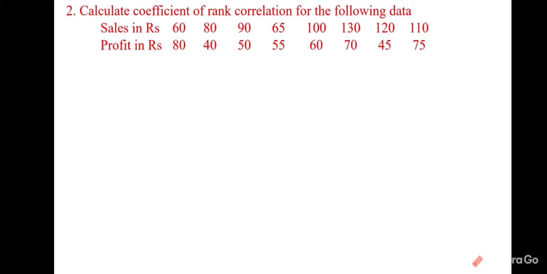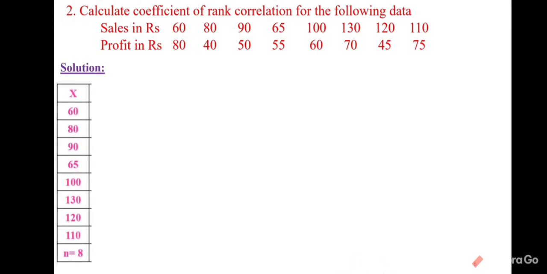Here is the sales in rupees and profit in rupees. Similarly, check whether values are repeated or not. Here the values are given only once. X is separate, Y is separate. We don't want to consider both together, so they need to be taken separately. So we write the x values, 8 values are given.